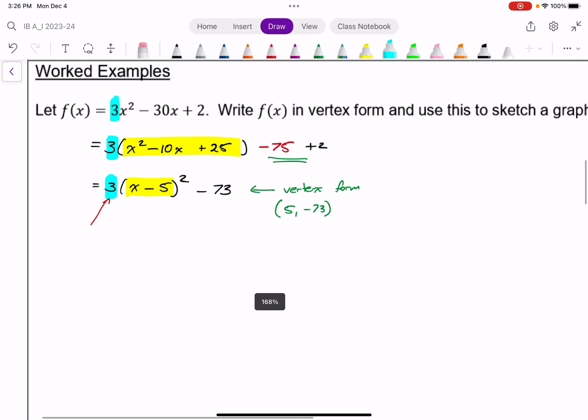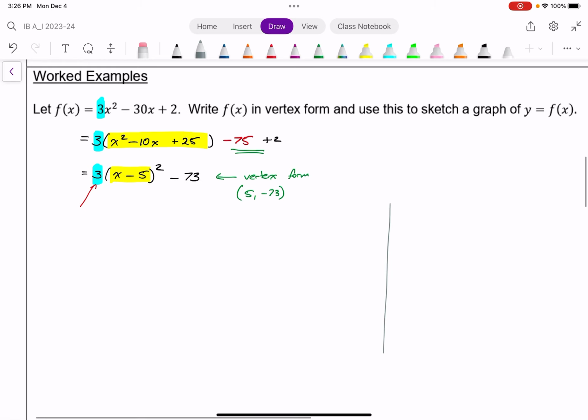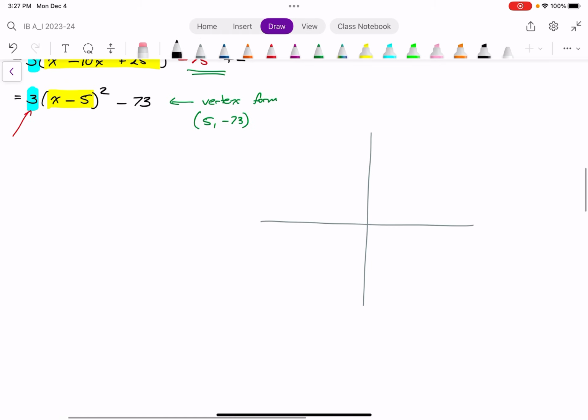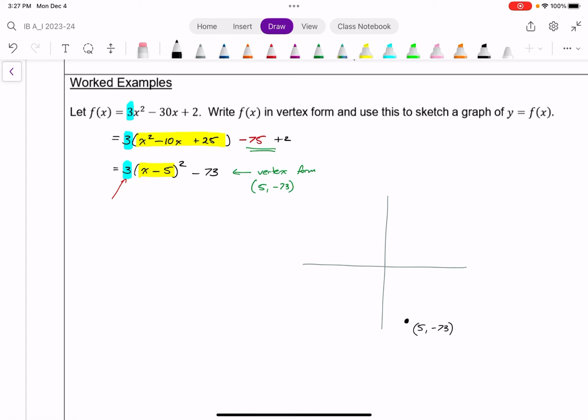Let me sketch this now. To make a quick sketch, I'm going to show my xy axes. The vertex, 5, negative 73, I'm going to show roughly down here somewhere. Keep in mind it's opening up, but as well, I could tell from the original equation I was given that plus 2, that constant, is my y-intercept. We saw that in the last lesson.